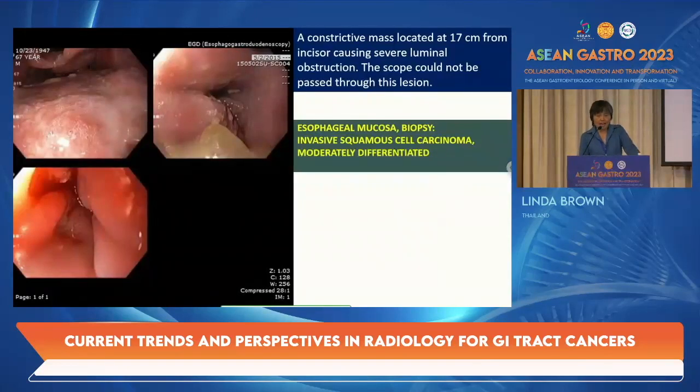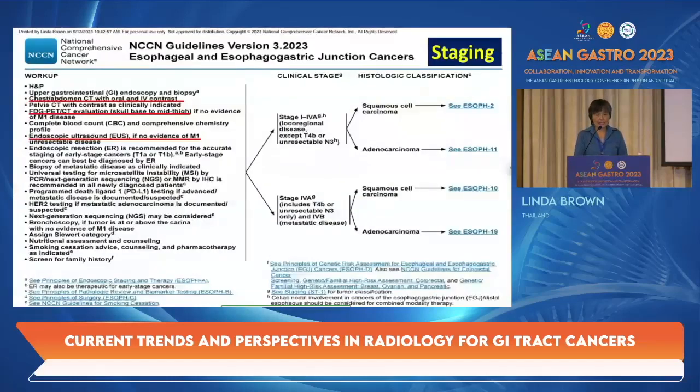So based on that finding, endoscopy was performed and proved to be a large constrictive mass that really narrowed the lumen, so that the scope could not pass through it. Biopsy was performed and it proved to be a squamous cell carcinoma. So the next step is staging.